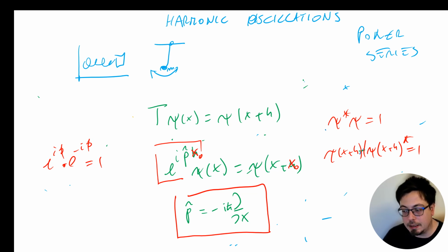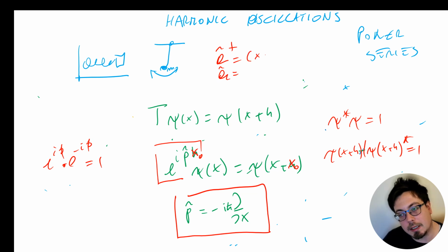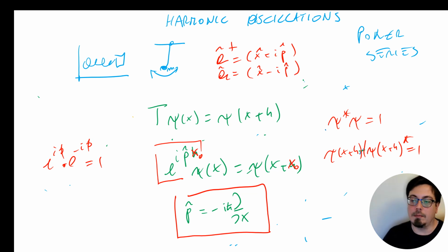Hope you liked it. I will put some links, and next time we will tackle the harmonic oscillator in the quantum regime with these new operators A dagger and A that we introduced, which are x plus ip and x minus ip, which are very important operators in quantum mechanics.